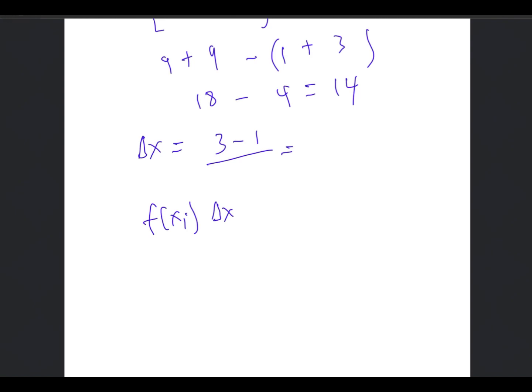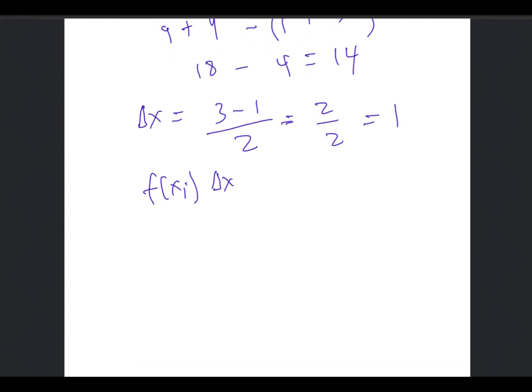So let's assume that we are picking 2 intervals. So if the number of intervals is 2, then my change in x is going to be 2 over 2, which is 1. And therefore I'm starting from 1, then plus 1, and then plus 1. That's how it's going to be. So basically the change in x is 1.